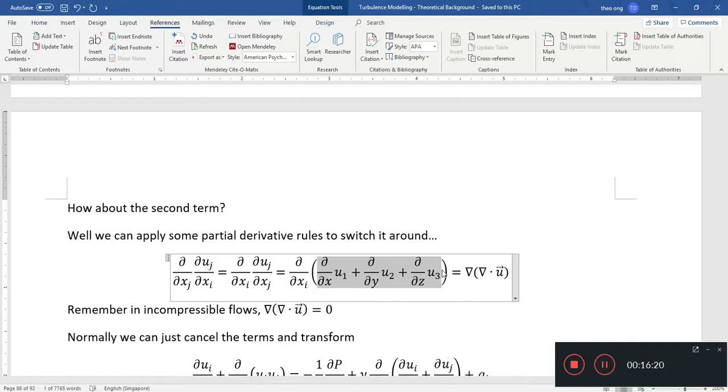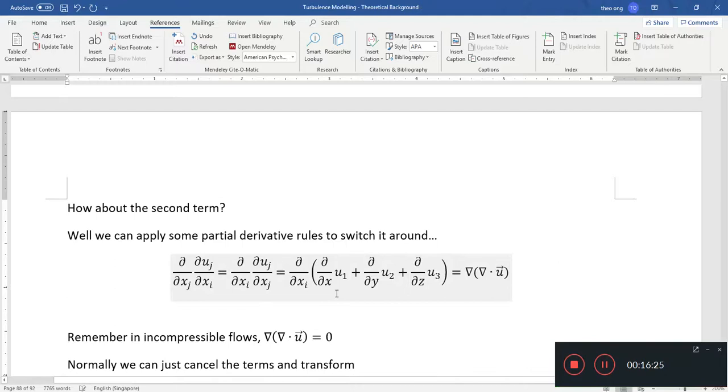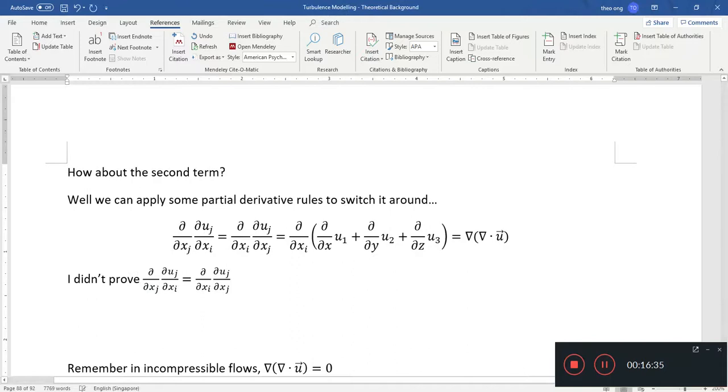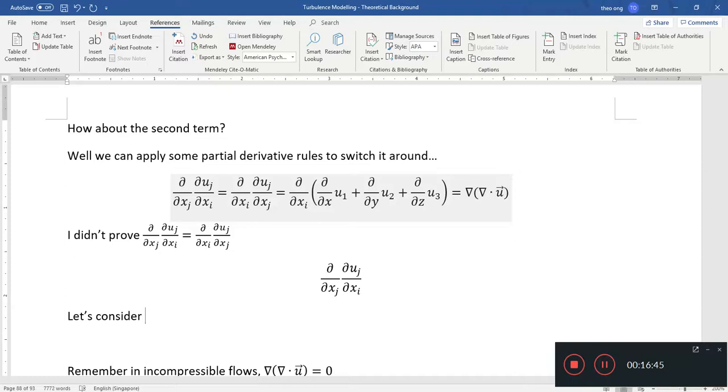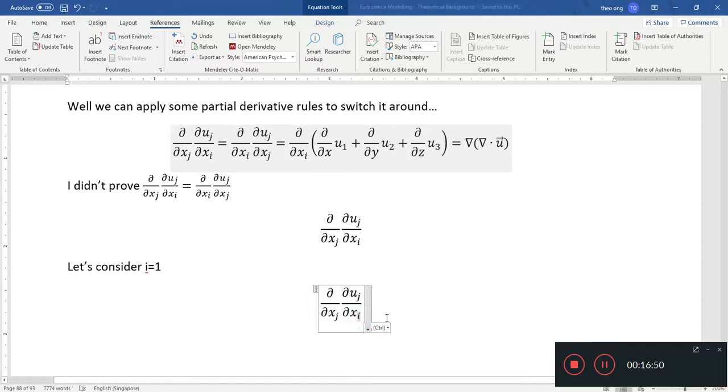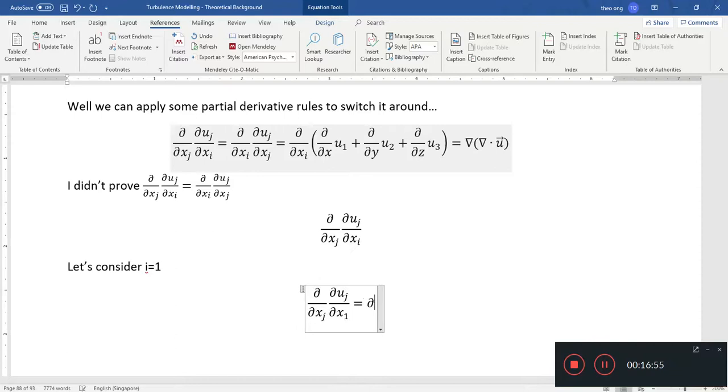But I didn't prove this part yet. Hopefully you just believe me, or what I can do is expand these terms out to see what you can do. So let's consider i equals 1. So what you do is partial by partial x, of partial u partial x plus partial v... or rather, let's do it this way, sorry. We'll just have the following, because we only have one index here. This is just a summation.